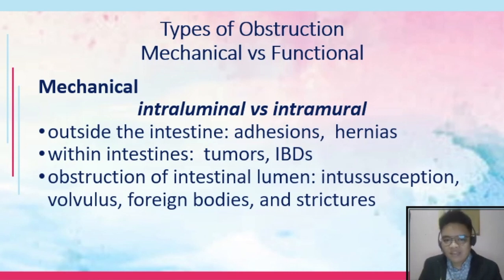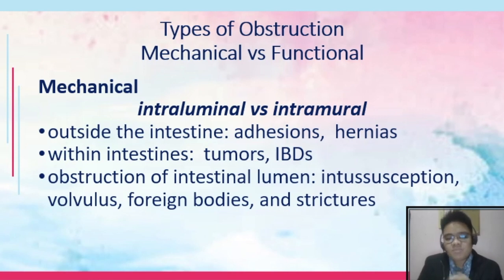Outside the intestines, mechanical obstruction could be caused by adhesions, where parts of the intestine are sticking to one another. Hernias, just like your hiatal hernia, can also occur in the intestines, meaning a part of your intestine went out of a muscle because of muscle weakness. Within the intestines, you might have problems such as tumors or your IBDs. Remember our discussion on inflammatory bowel diseases.